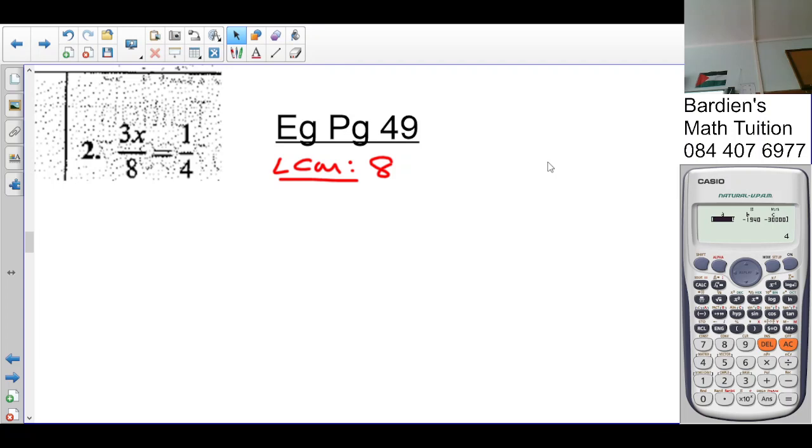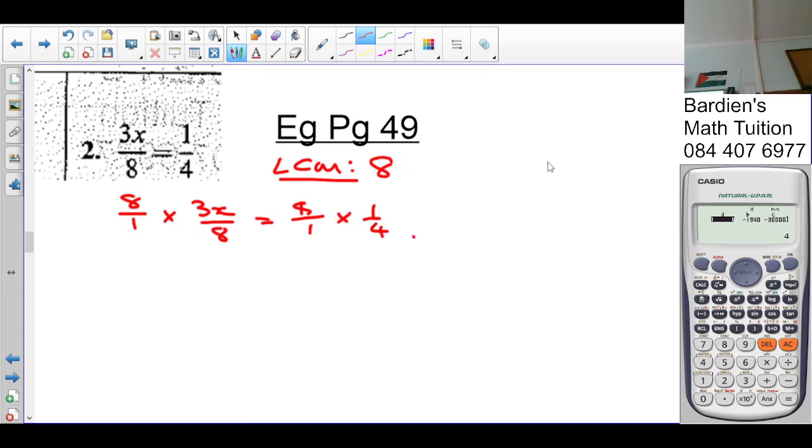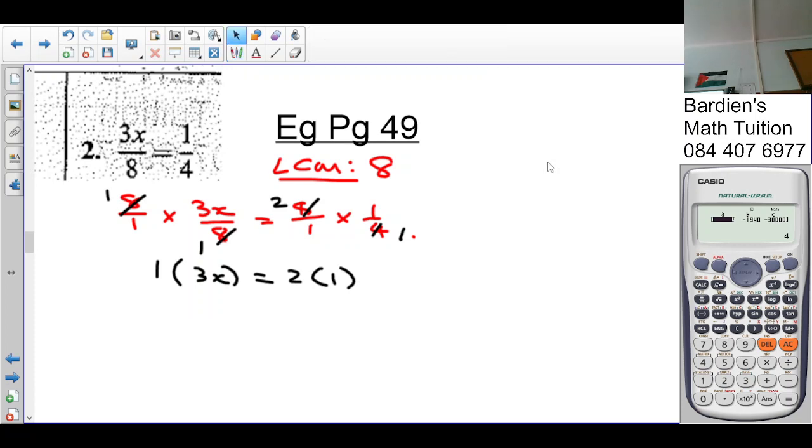So what do I do with that 8? I multiply each fraction by 8. So simplify. 8 will cancel 8, so it's 1 and 1. So it's 1 times 3x equals. 4 goes into 4 once, 4 goes into 8 twice. So it's 2 times. So solve for x now.